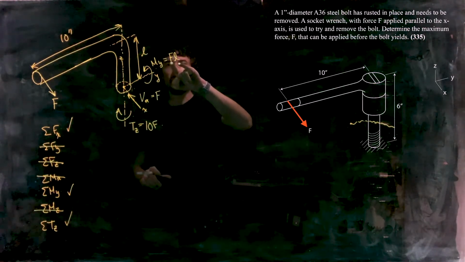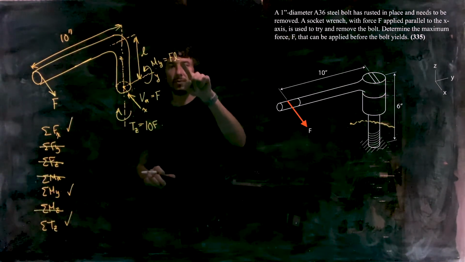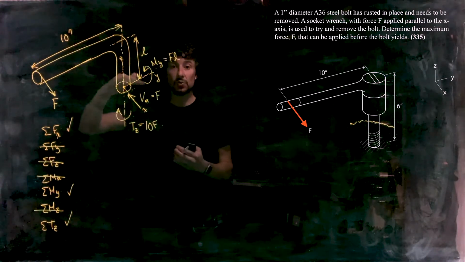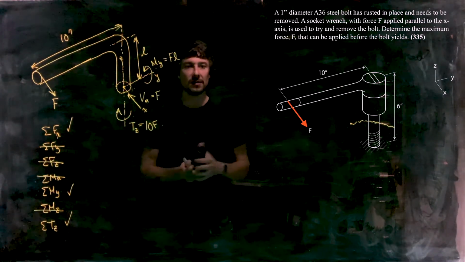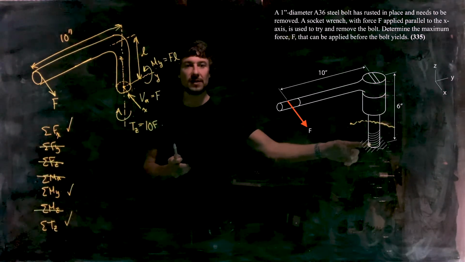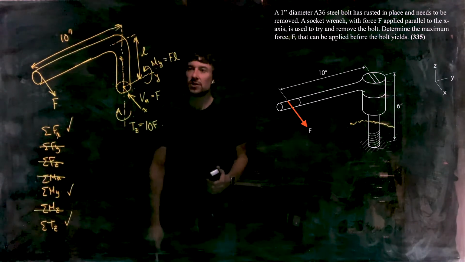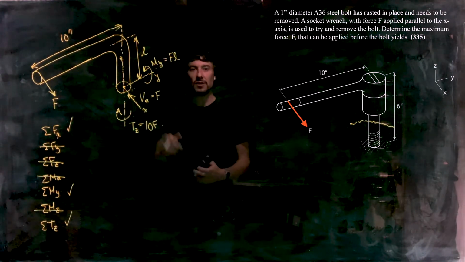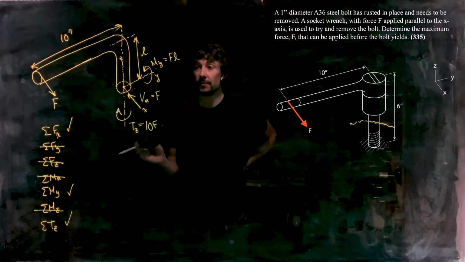But because the moment is F multiplied by length L, we can see that the internal moment is going to get bigger as we move this section downwards. So the largest internal moment is going to be right down at the base here. That's the location that we should be looking at for picking the point of maximum stress.